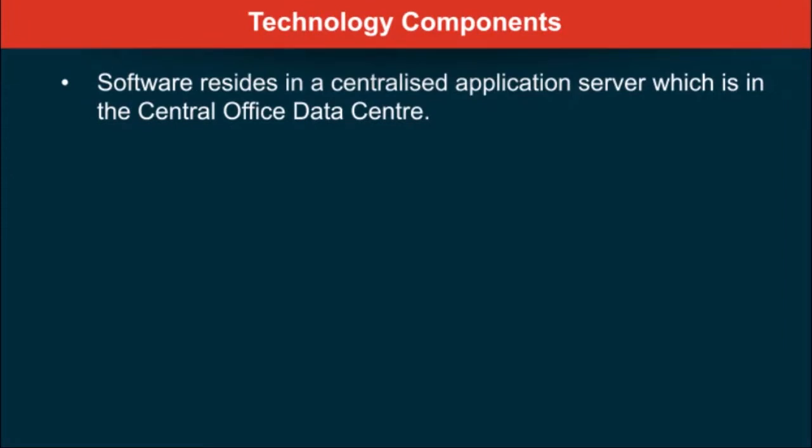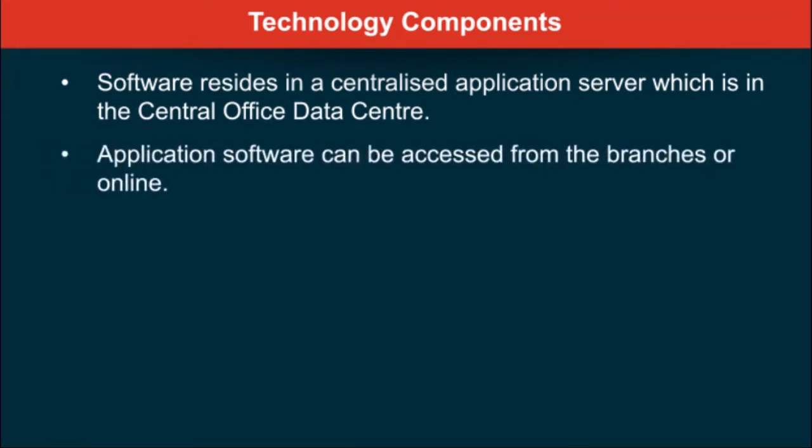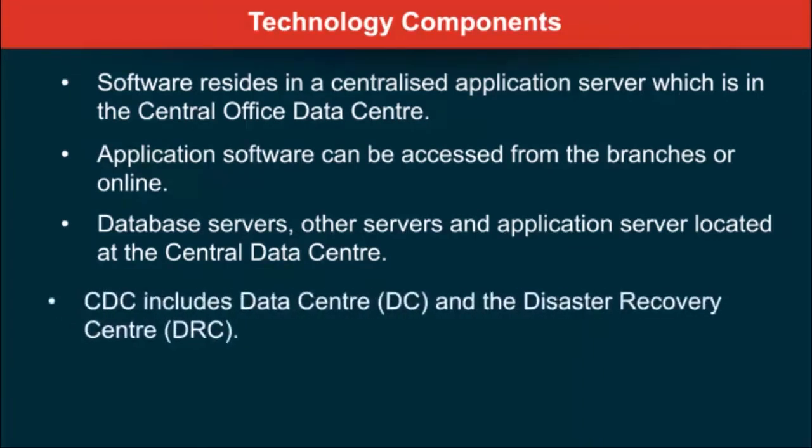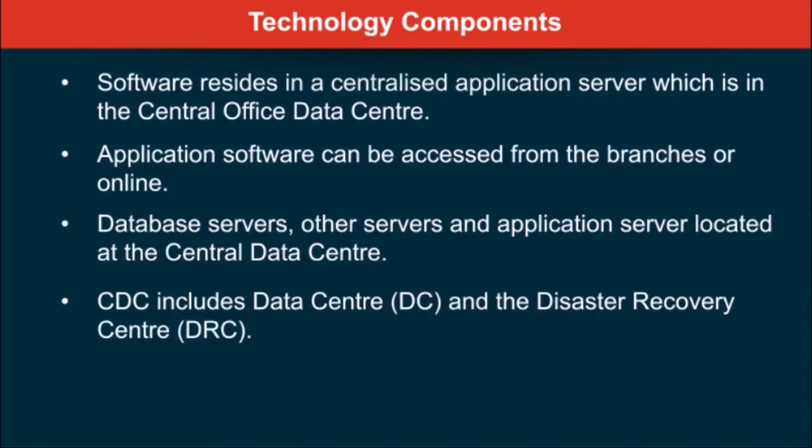Obviously, when you're talking about core banking solutions, we need technology. And what are the technology components that we need to know? So software, where is it kept? It is kept in the centralized application server, which is in the central office data center. Otherwise, it won't work, right? And then that can be accessed from the branches or online also. So branches also access it. We also access it from wherever we are. So there is a database server, there are other servers, there is an application server, everything is centrally located, and it includes the data center and disaster recovery center. The central office, normally the CDC, your central data center, includes the data center and disaster recovery center.